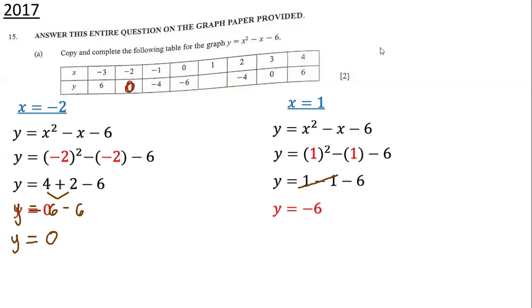Is this supposed to be a parabola? That's correct.